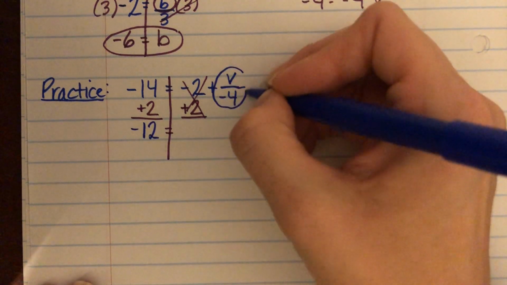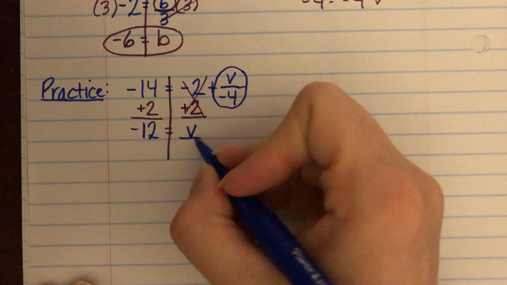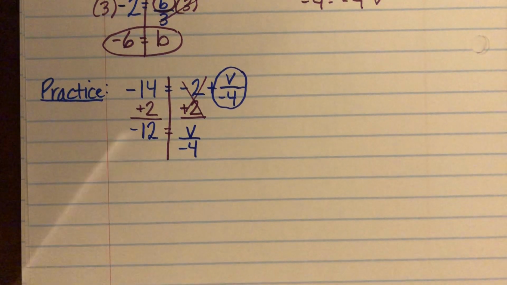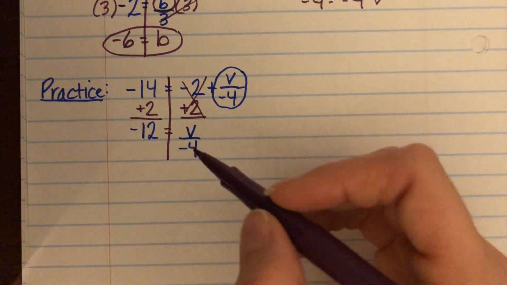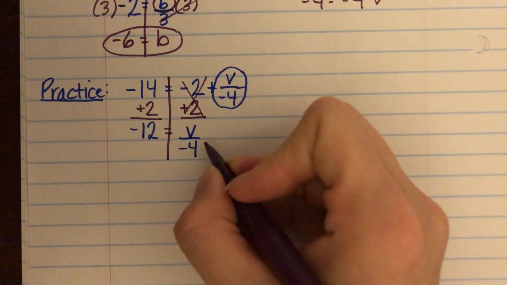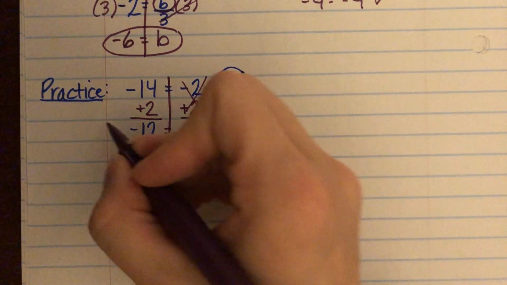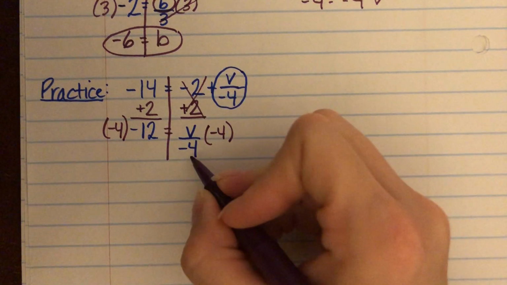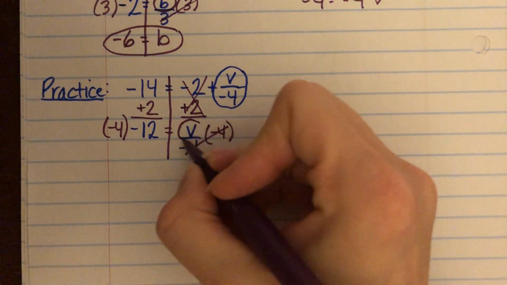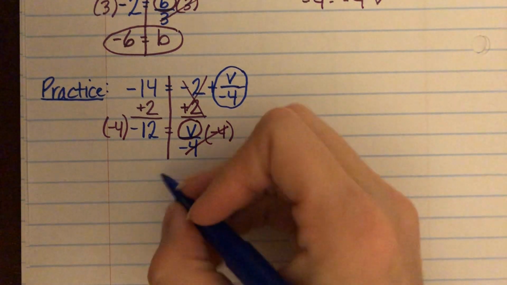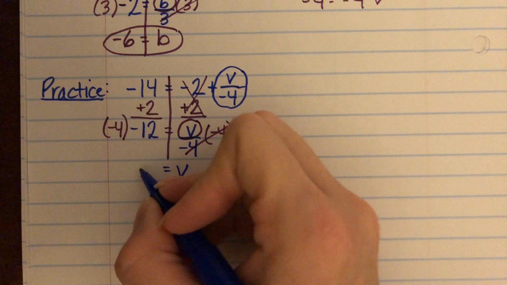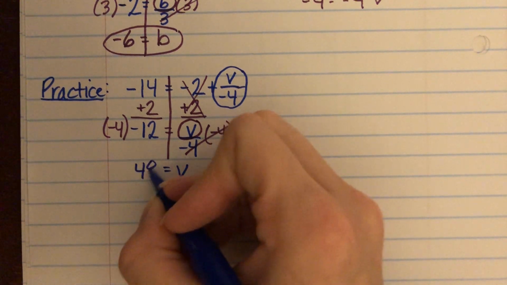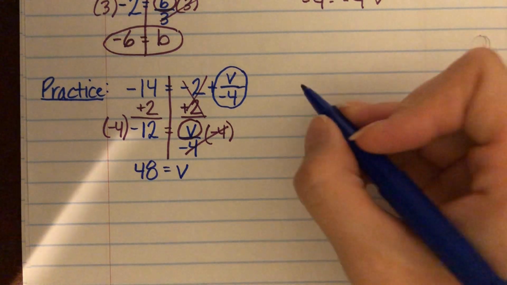And you're left with this whole thing over here, v divided by -4. Now at this stage, we would do the opposite, or the inverse operation here, and the inverse of dividing by -4 is multiplying by -4. And we have v left. -4 times -12 is +48. Let's go ahead and check our work.